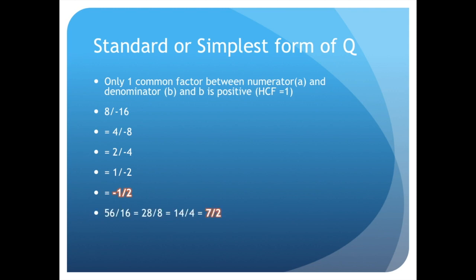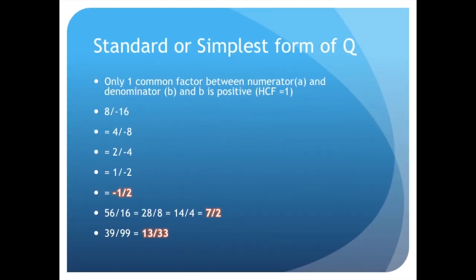Let us take one more example, 56 by 16. We can see again the numbers are divisible by 2. We keep dividing by 2 and finally we get 7 by 2, where we see 7 and 2 are only divisible by 1. So this is the final simplest or standard form. Similarly 39 by 99, if we divide both the numbers by 3 we get 13 by 33. Now 13 and 33 cannot be divided by any number other than 1, so it is the standard or simplest form.